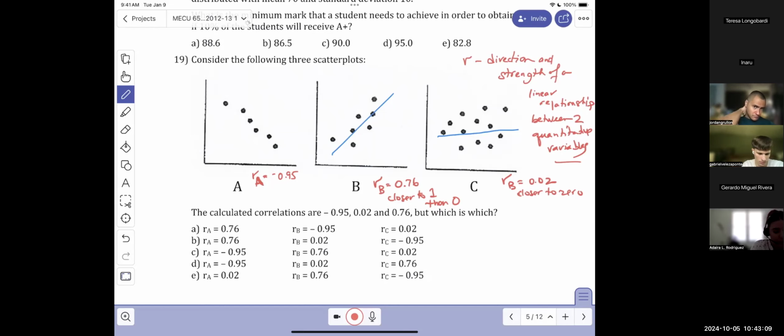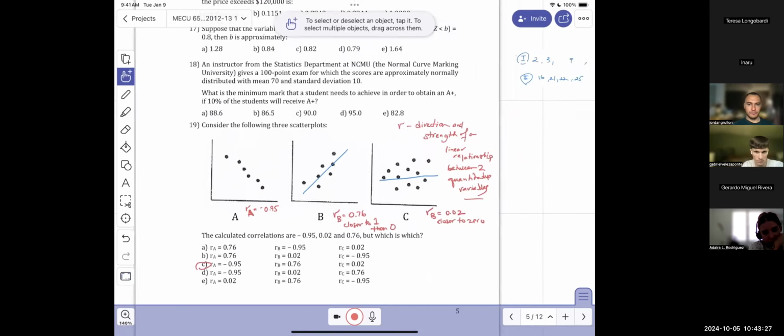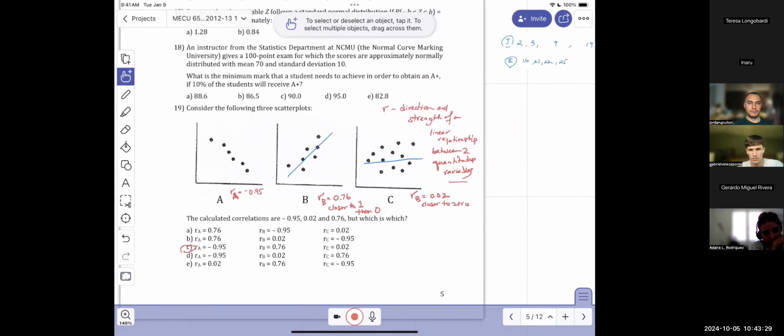So we pick, it's going to be C. Yeah, good. All right, let's see what else we have here. So we're done with review 1. Are there any other questions?